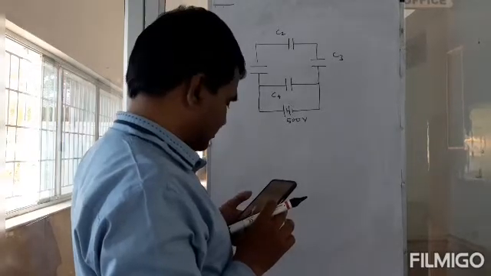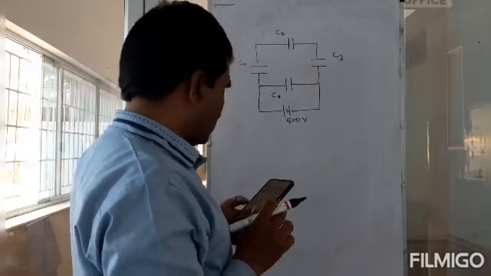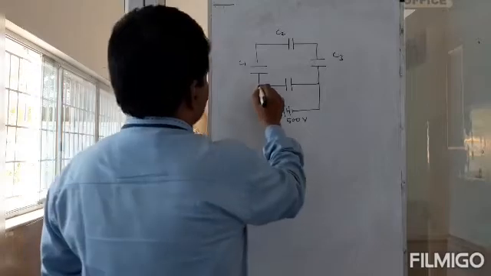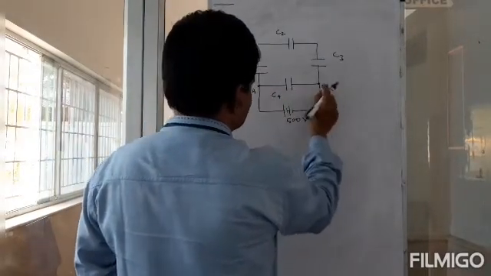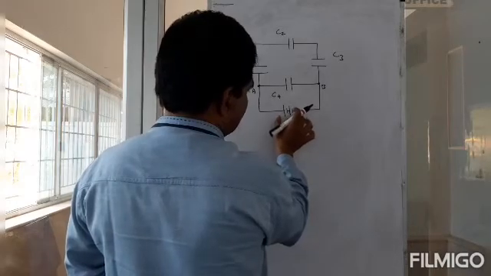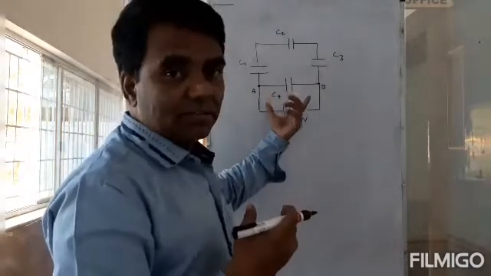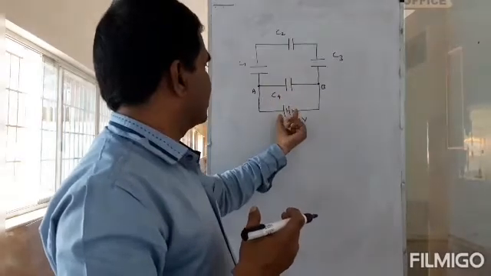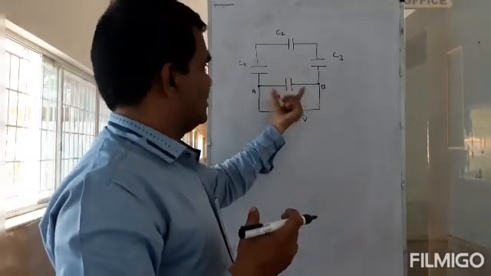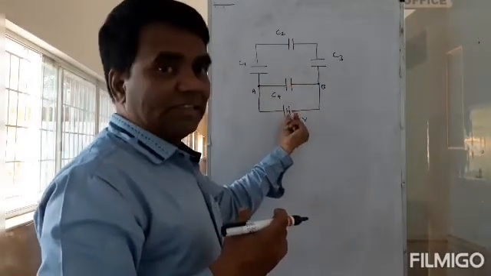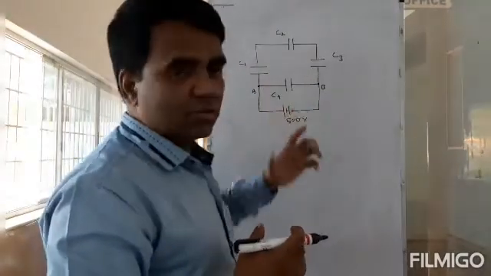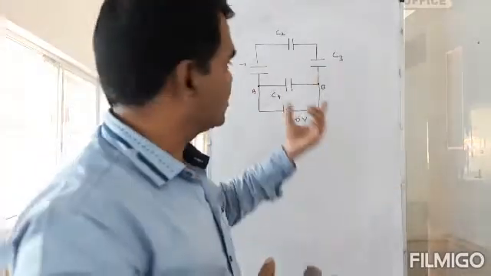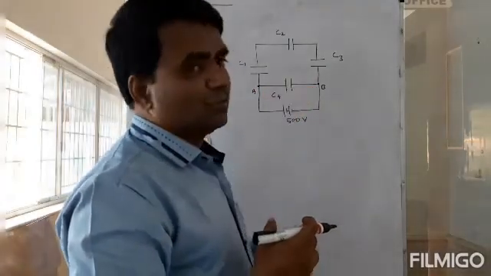Okay, so let's see. So this is the point A and B. This is where the battery is connected, right? So I need to find the effective capacitance with respect to these 2 points, because those 2 are the points where the battery is connected. So my effective capacitance will be between these 2 points.